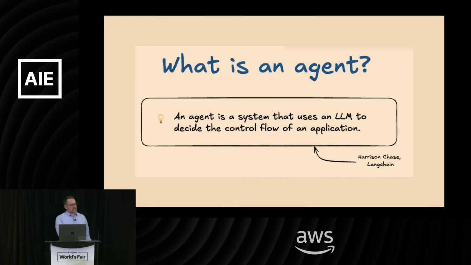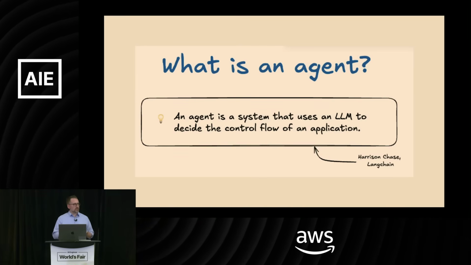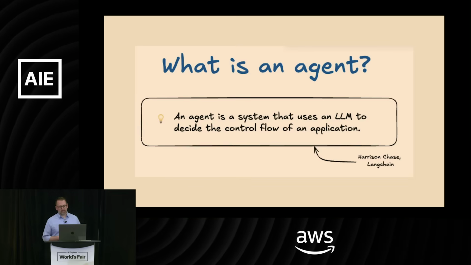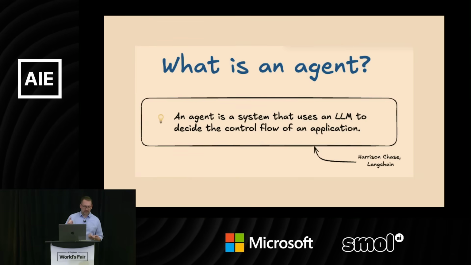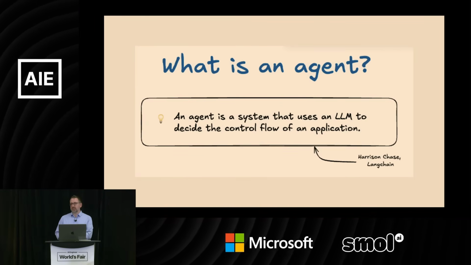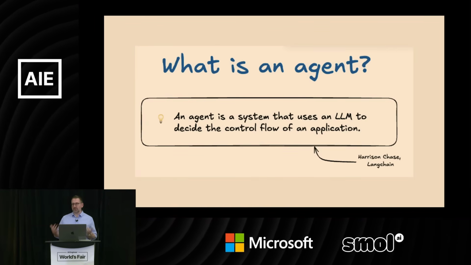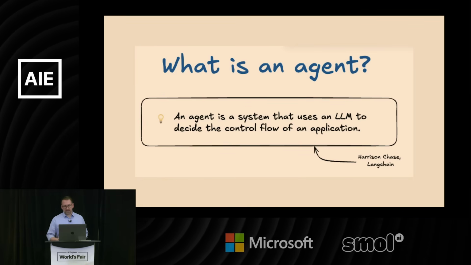OK, just a couple things up front to make sure we're level set in terms of the terms and the way that we're talking about this stuff. So I do like the LangChain definition of agent, basically because what we're doing here is using an LLM to control the flow of this application. That is literally what this is.